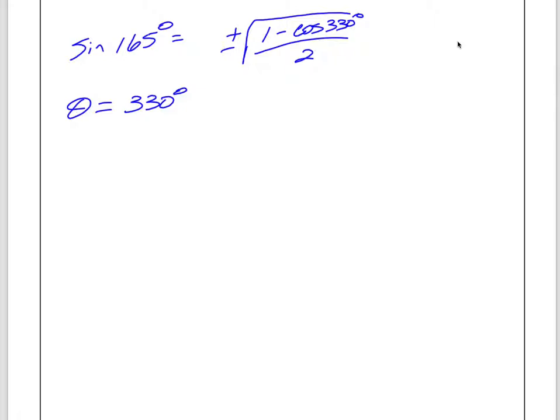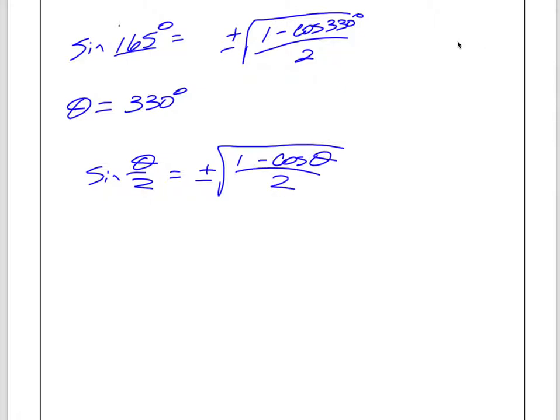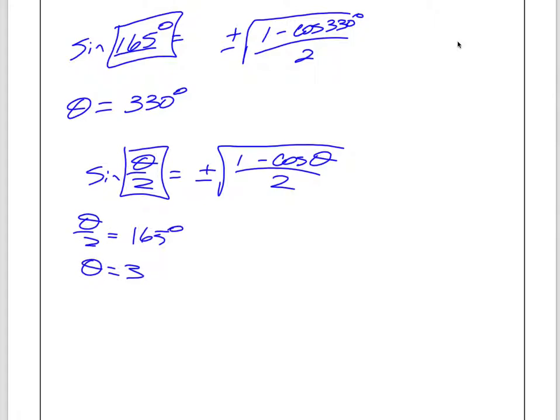I don't understand how you got 330. I took this times 2. Why? Remember, my formula is theta over 2 equals plus or minus the square root of 1 minus cosine theta over 2. So that means this right here is equal to theta over 2. So I did theta over 2 equals 165, and that means theta equals 330 when I multiply that 2 over.